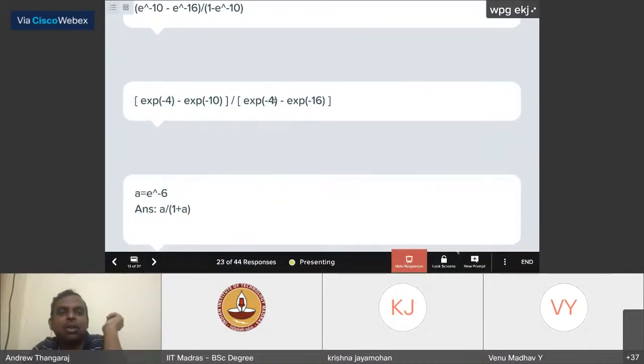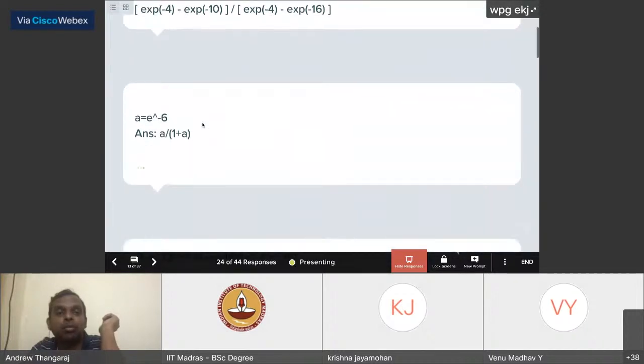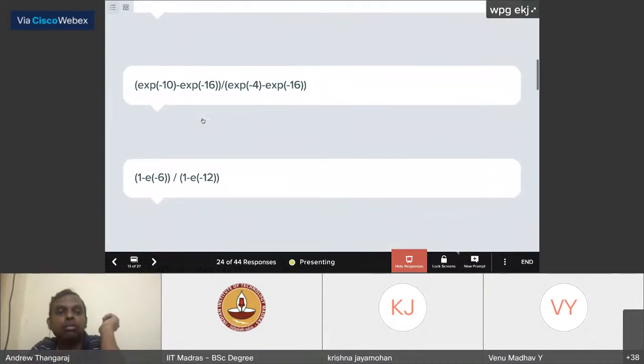This answer looks the most correct to me: e power minus 4 minus e power minus 10. Is that correct? The denominator is correct, but is the numerator correct? Can it be the probability that x is greater than 5, right? There you go. Finally, I meet a correct answer.